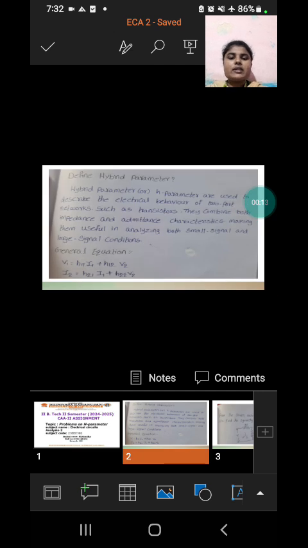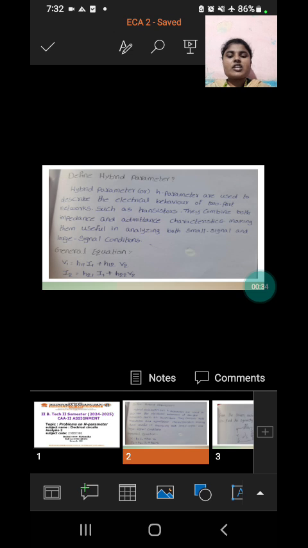Define hybrid parameter. Hybrid parameters or H parameters are used to describe the electrical behavior of two-port networks such as transistors. They combine both impedance and admittance characters, making them useful in analyzing both small signal and large signal conditions.